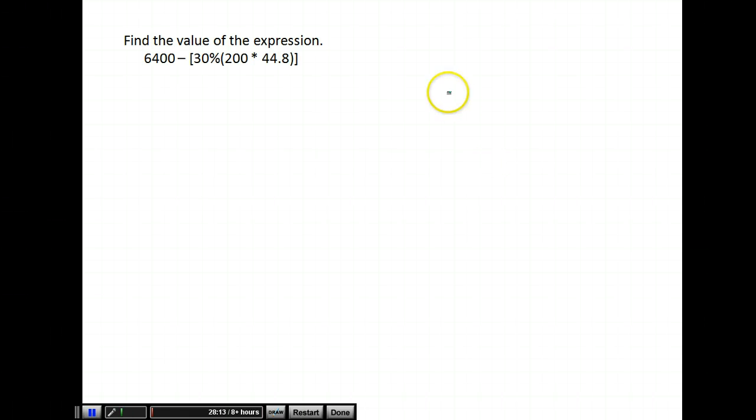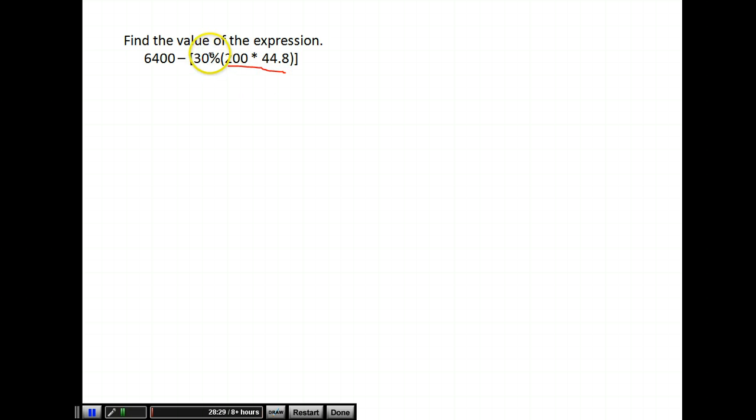All right, let's do some connections problems. So we're supposed to find the value of this expression. We want to use order of operations, which tells us to do parentheses first. And notice we have kind of two nested parentheses. You start from the inside and work your way out.